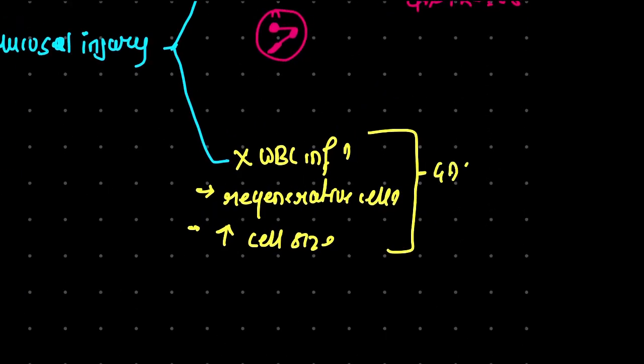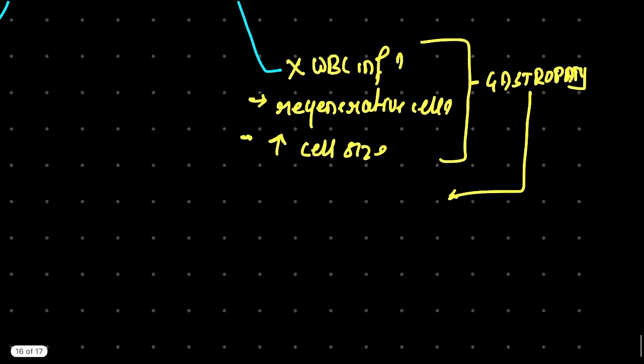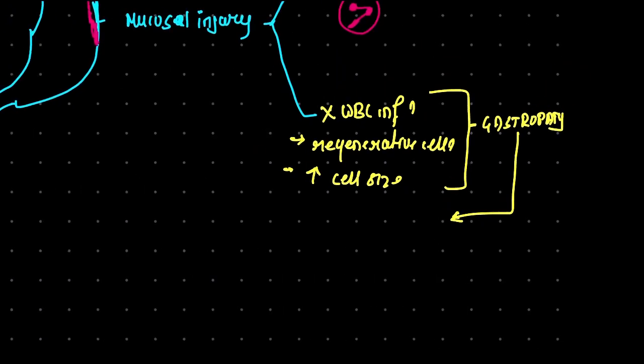What will we call it? Gastropathy. Okay. What I have said till now is cell injury. Here gastropathy is a cell injury, in which there will be presence of regenerative cells, but without any infiltration of inflammatory cells.